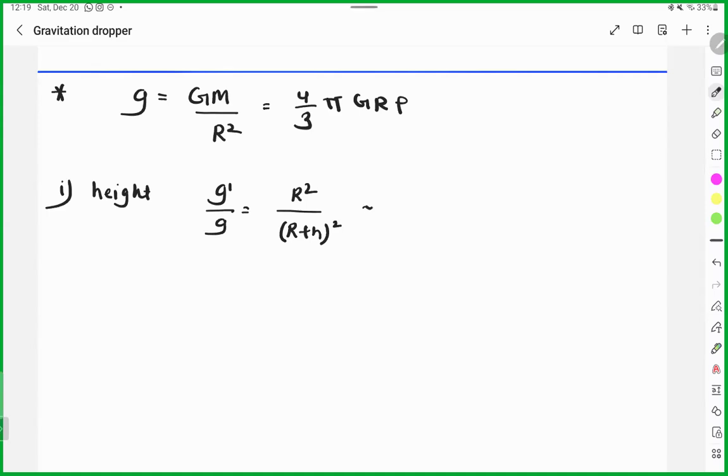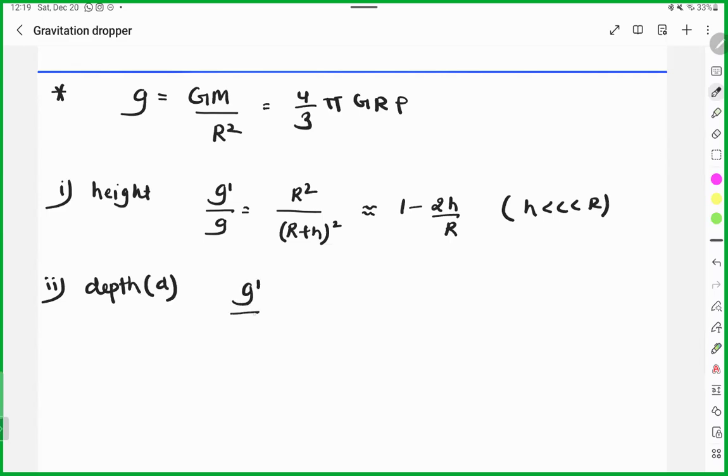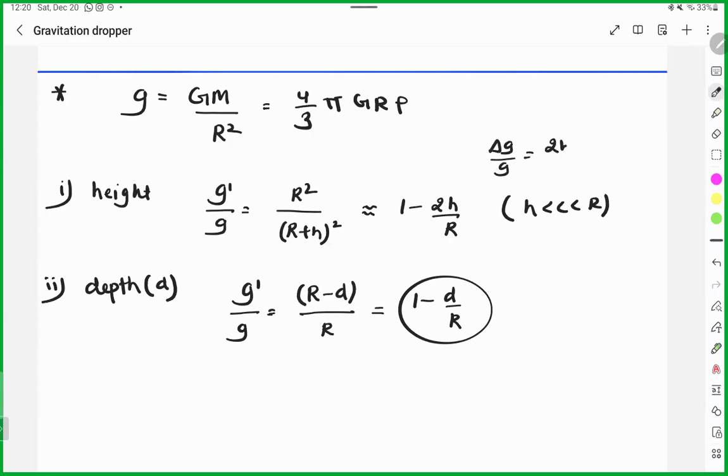If height is very small, then it will be approximately 1 minus 2h by r, when h is very much less than r. Second, if you take depth d, then it will be r minus d by r, not approximately, exactly equal to 1 minus d by r. And it is applicable for every situation, no exception. In the same way you can calculate delta g by g.